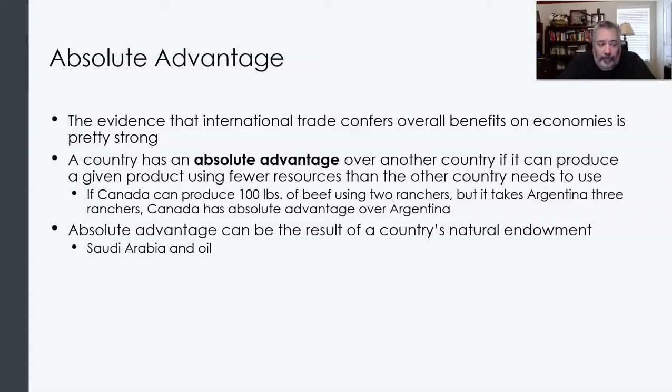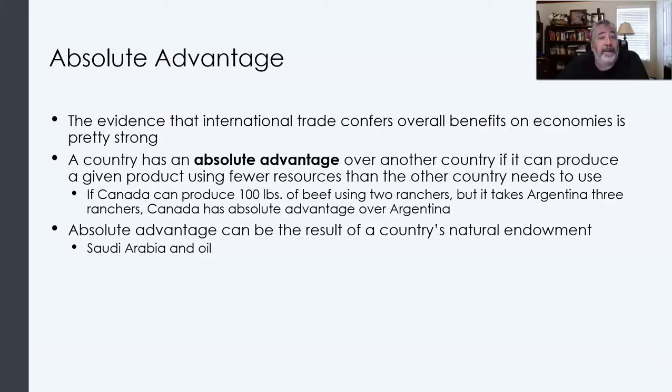Okay? So their example here: if Canada can produce 100 pounds of beef using 2 ranchers, but it takes Argentina 3 ranchers to produce the same amount of beef, Canada has a clear absolute advantage. In other words, it takes fewer units of labor, ranchers in this case, to produce the same amount of beef. It's important to understand that a country can have absolute advantage in the production of both goods. In fact, it's quite common, particularly for higher income countries like the U.S. We have an absolute advantage in the production of almost everything.